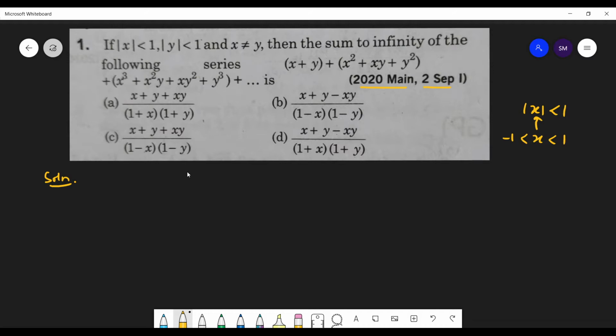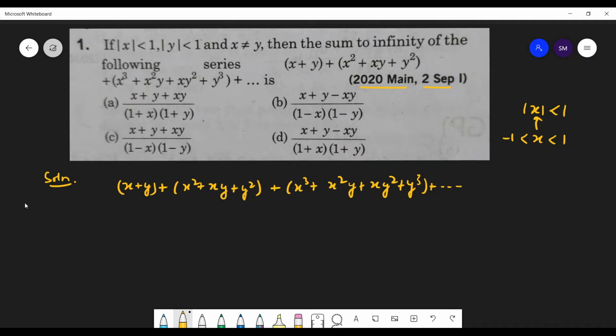Same concept, students, that we have used in the last question. This series that is given to you, just look at whether this series is convergent or not. Is this a GP or not? First of all, it should be a GP, and then it's supposed to be convergent. For convergence, you know that the modulus of r must be less than 1.